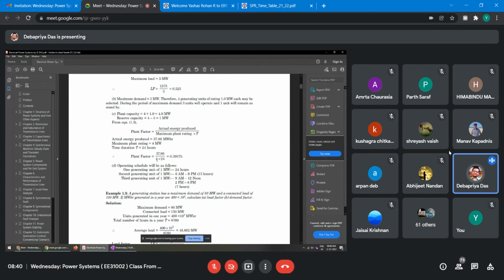If you make 5 generating units, then it will be 5 into 24. I have used 4 only. If you make only 3, then it will be 3 into 24. Anyway, this is the plant factor.